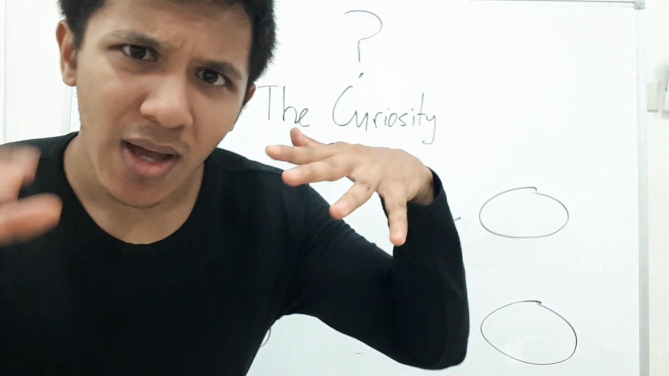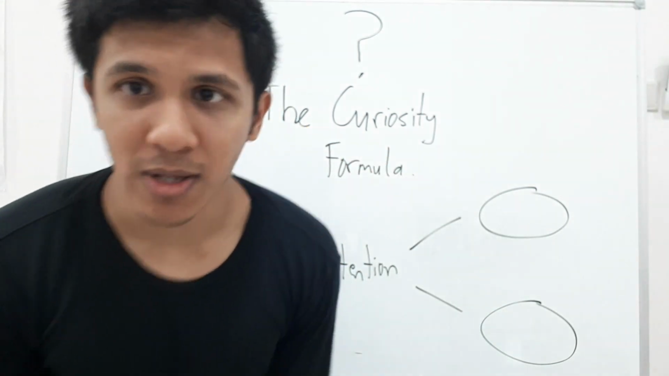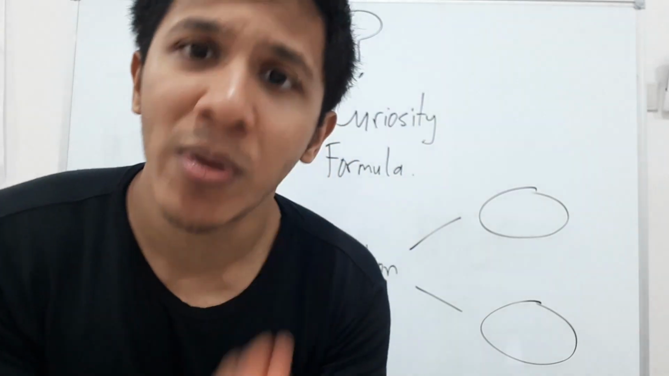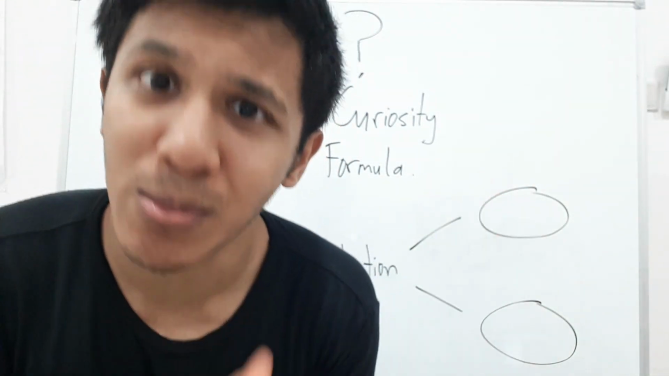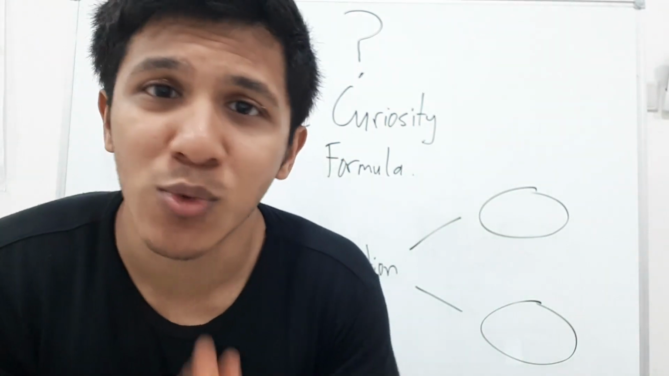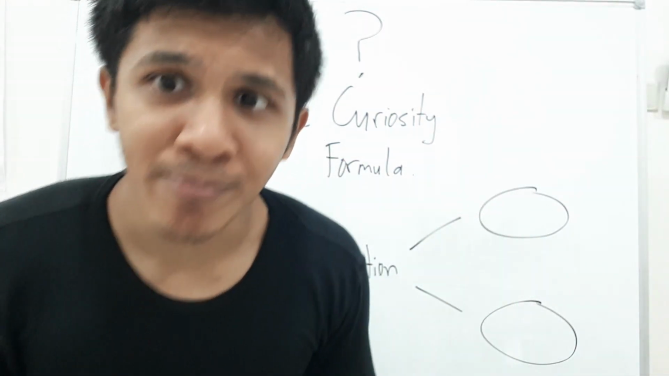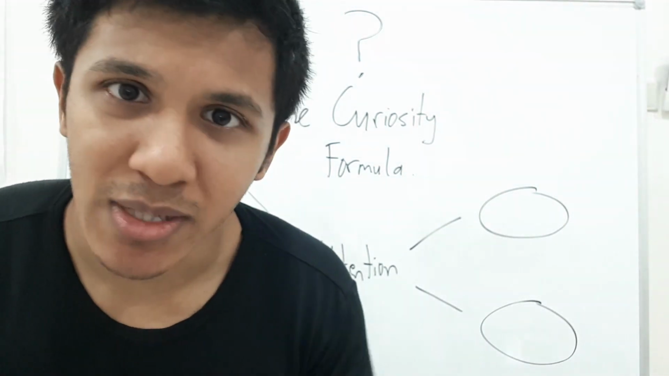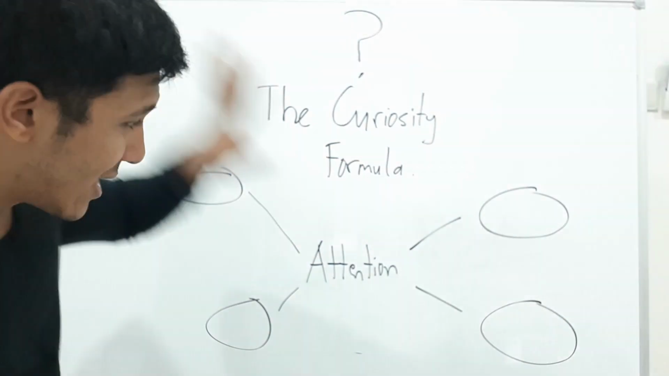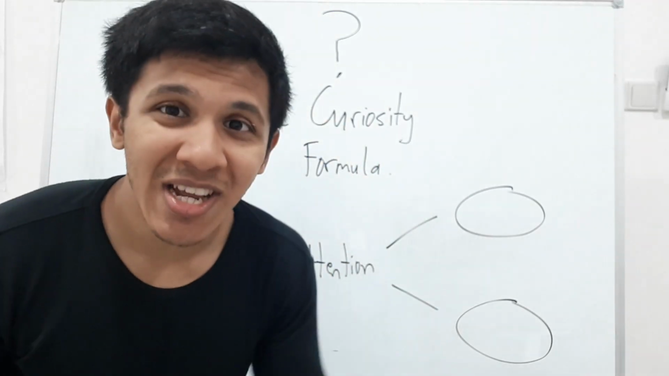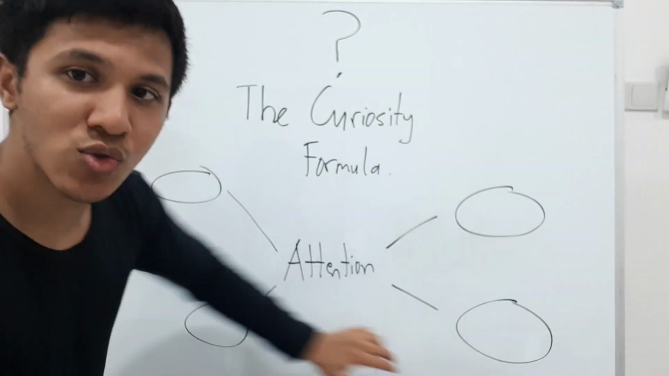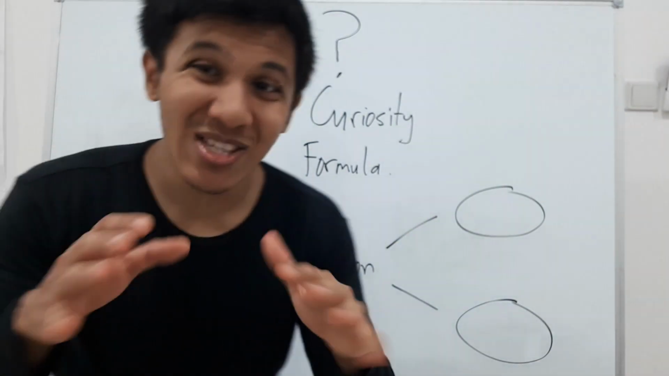And so, what is the curiosity formula? The curiosity formula is what I use when I'm writing subject lines. This is what me and my team use. It's how we achieve open rates of up to 40%, and sometimes even higher. It just depends on the list. But yeah, the curiosity formula is all about attention. So attention mainly revolves around these 4 parts. 1, 2, 3, 4, and this is the curiosity formula.